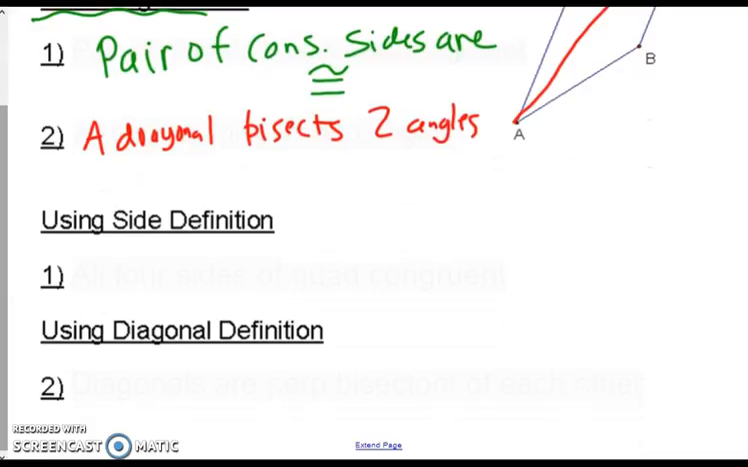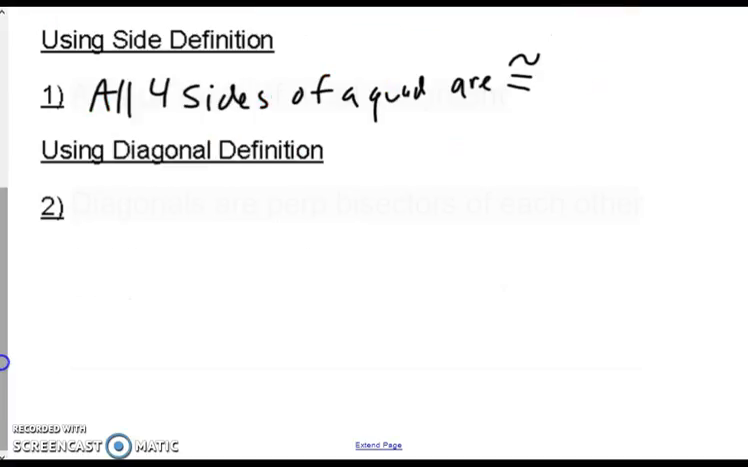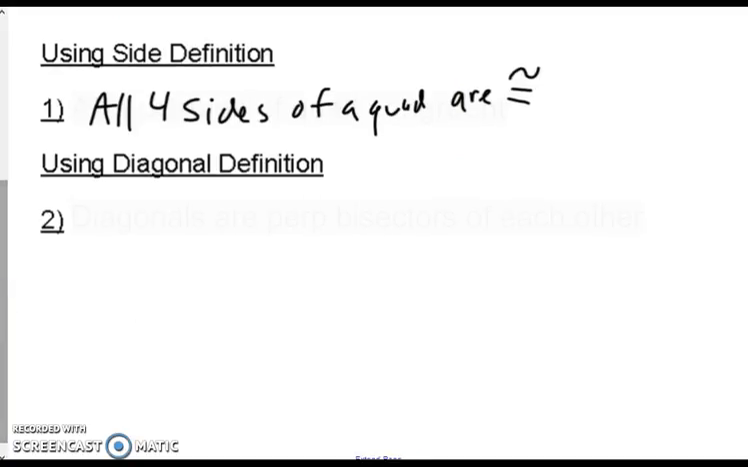You can also show a quadrilateral is a rhombus using the side definition. So if you get somehow that all four sides are congruent, you can show that it's a rhombus. And there's also a definition relating to diagonals, and that is that the diagonals are perpendicular bisectors of each other.